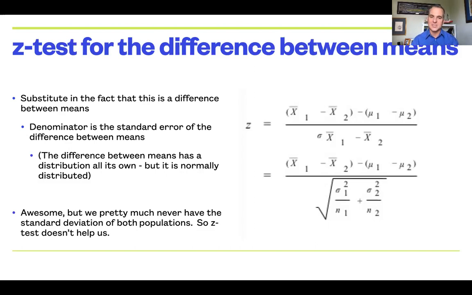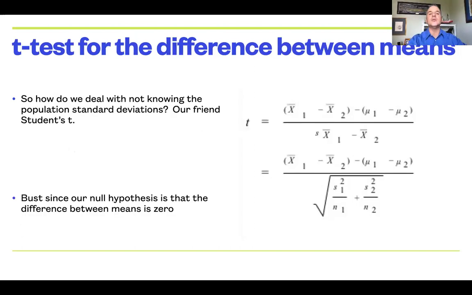We just take samples. And so we typically do not have the population means and the population standard deviations. So what can we do? We use the t-test, right? Our old friend Student, William Gossett, created the t-test to look at what we do when we don't have all of this population information. We can just look at the difference between the means.